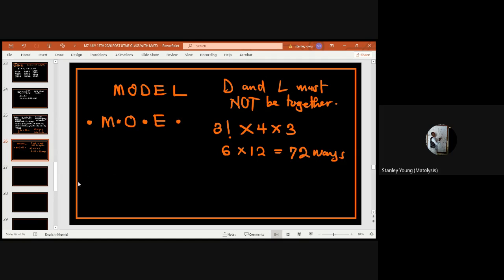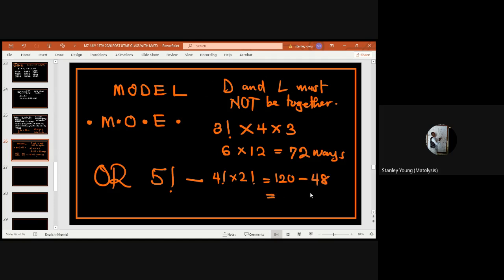Or you can use the first approach I gave you. Normally, arranging the letters in the word model is 5 factorial. Minus, if you want D and L to always be together, that would have been 4 factorial times 2 factorial. Do you agree? So that would have been 120 minus 4 factorial, which is 24, times 2 is 48. So we would have had 48.